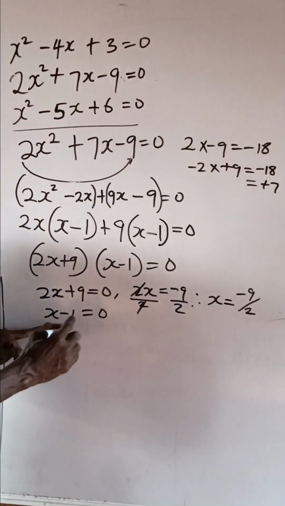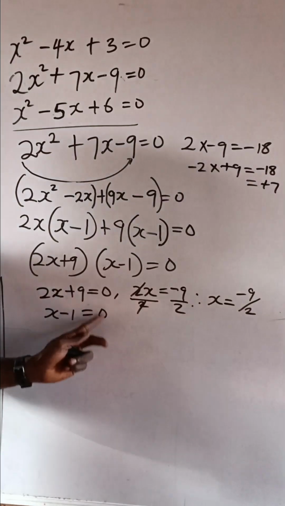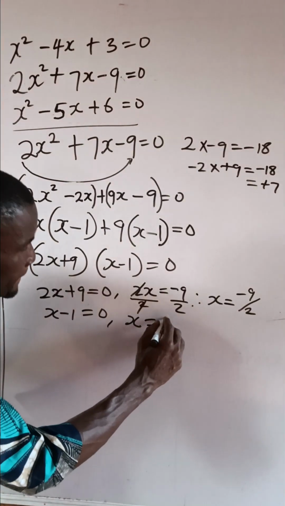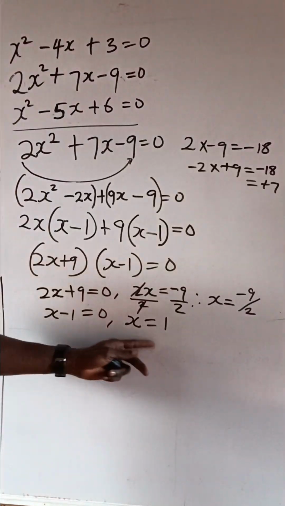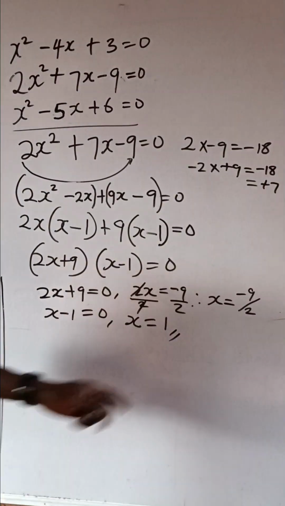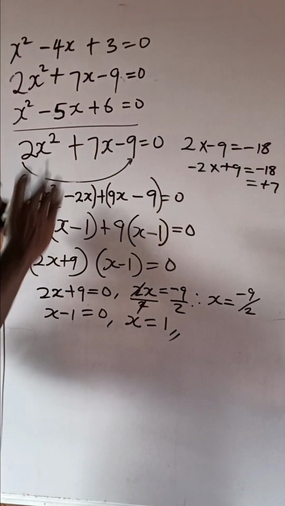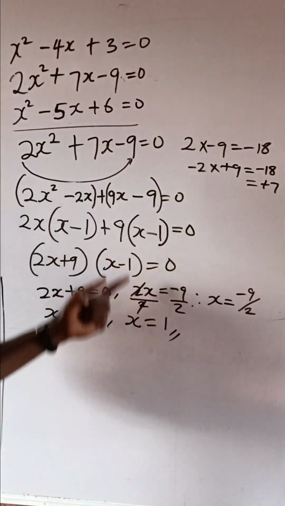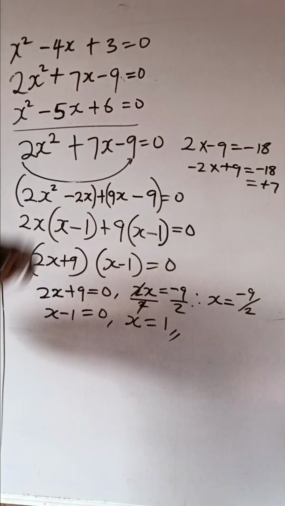So now let's check this one. We are taking this minus 1 across this side. So we are going to have x equals to plus 1. That is the final answer to this one. So this next question, I want you to try it on your own. Also the same, apply the same principle and you are going to get it.